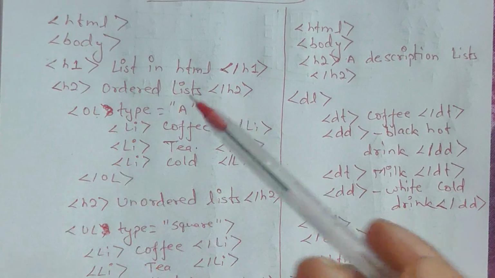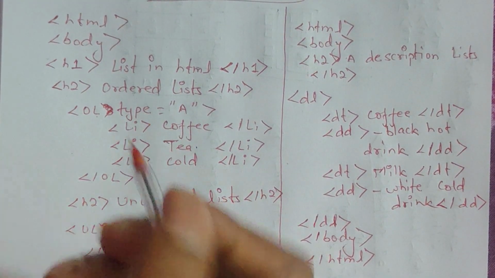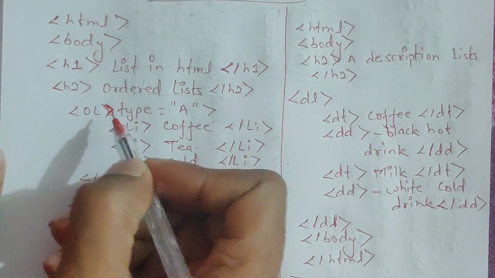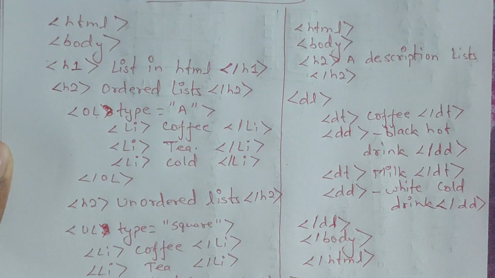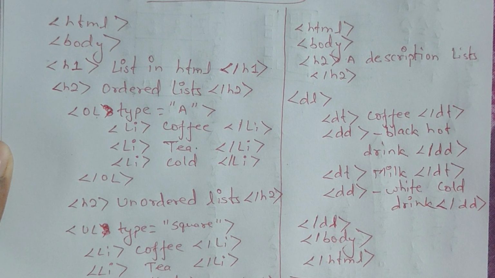So as I told you, for an ordered list you have to write the tag name, the ol tag, and I also told you that the items in it will be written in some sort of order. Now you can see here.